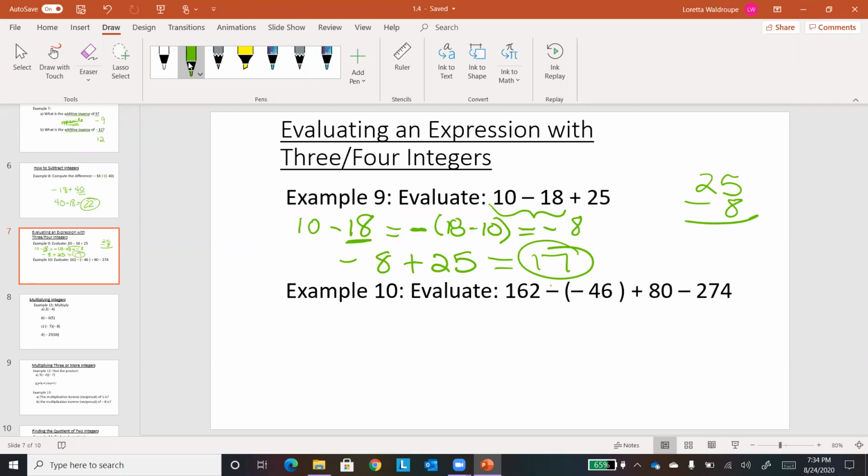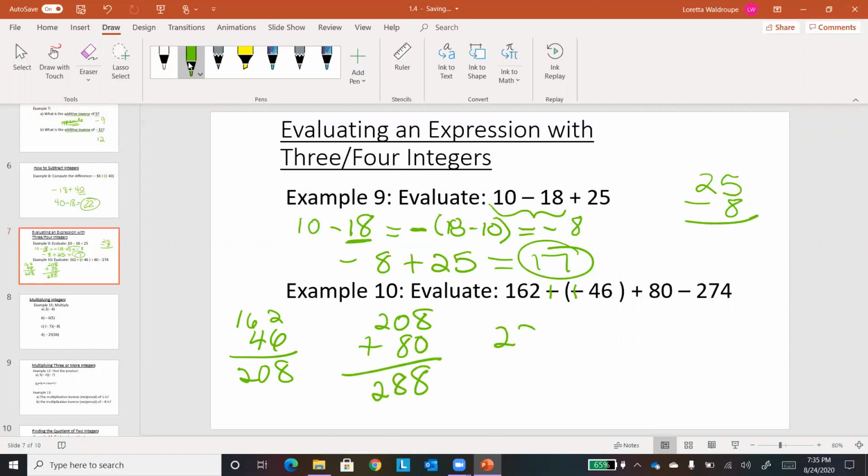Minus a negative becomes plus a positive. So 162 and 46 is 208. Plus my 80, because they're both positive, is 288. And then I have 288 minus 274. 288's bigger, so I just subtract to get 14. That is the end of the lecture for the first part of 1.4.